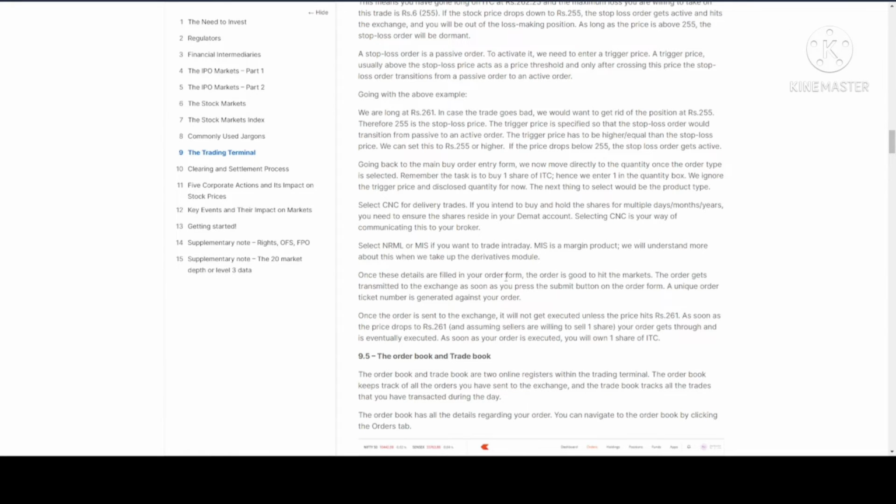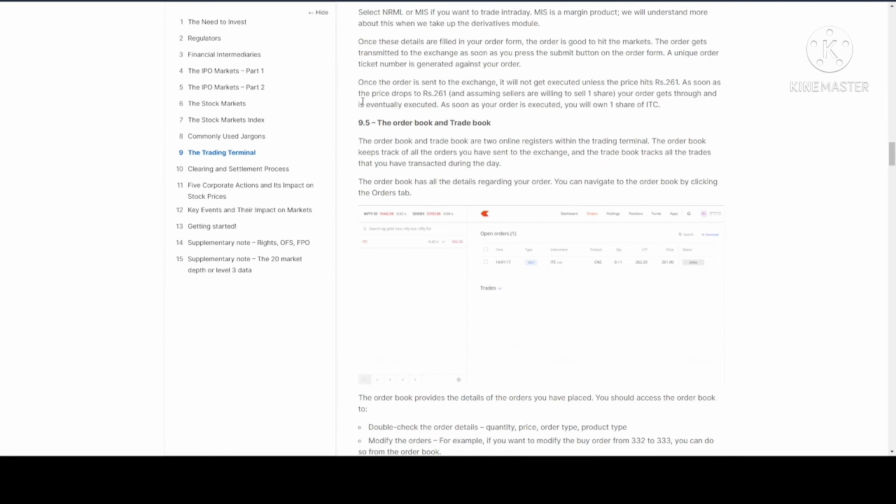Once these details are filled in the order form, the order is good to hit the markets. The order gets transmitted to the exchange as soon as you press the submit button on the order form. A unique order ticket number is generated against your order. Once the order is sent to the exchange, it will not get executed unless the price hits rupees 261. As soon as the price drops to rupees 261, and assuming sellers are willing to sell one share, your order gets through and is eventually executed. As soon as your order is executed, you will own one share of ITC.